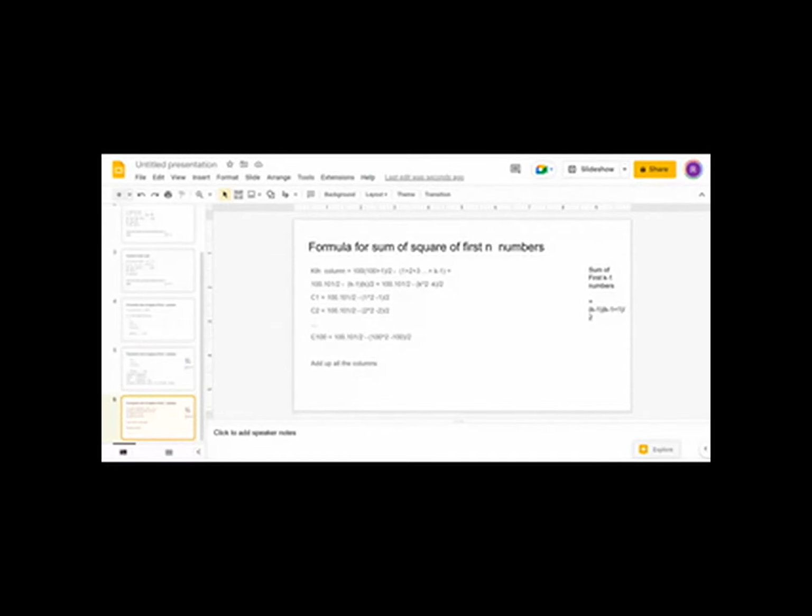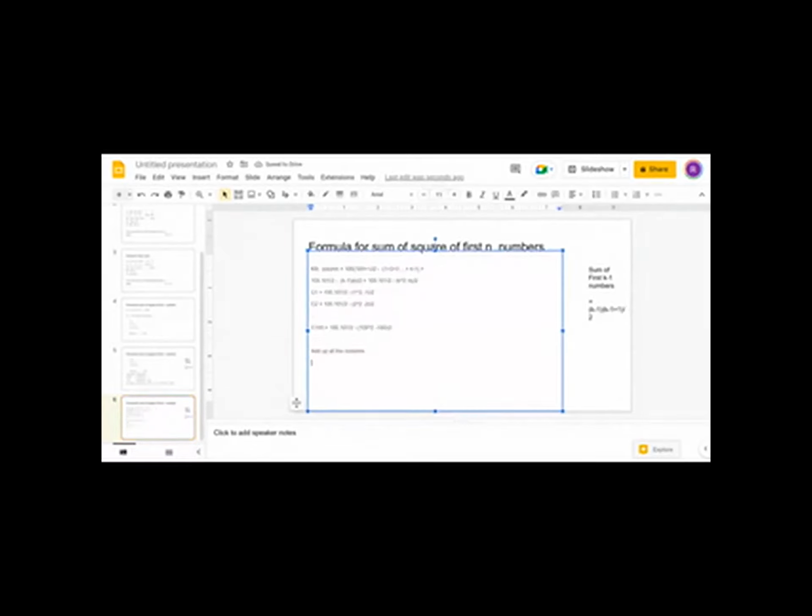Now, does someone have any idea how to complete from here? What will happen if I add up all these things? What happens if I add up all these columns, these expressions? Anyone has the idea? I will add up, first of all, all these. This 100 into 101 by 2, I'll get 100 times. Correct? So this sum I will get 100 times. So I'll just get 100 into 100 into 101 divided by 2. Correct?